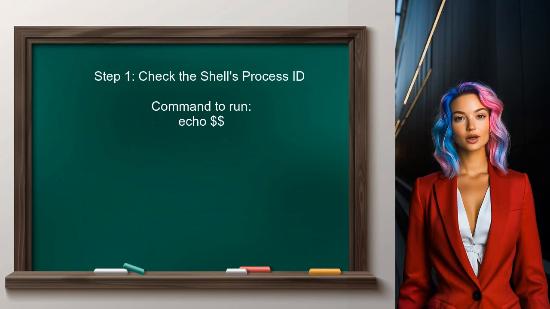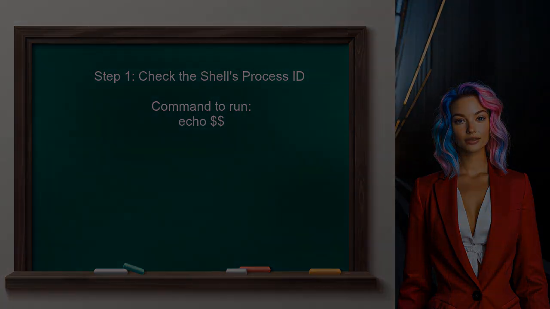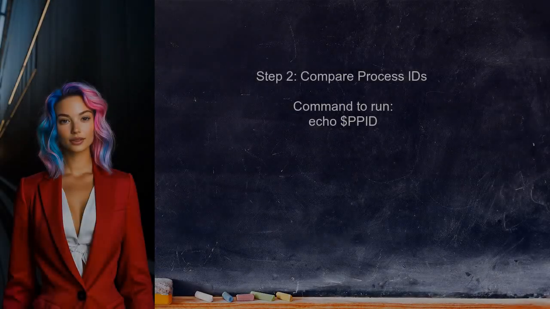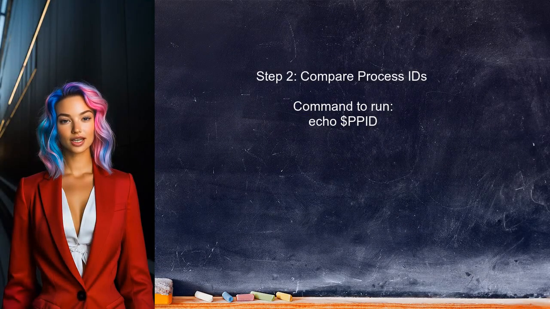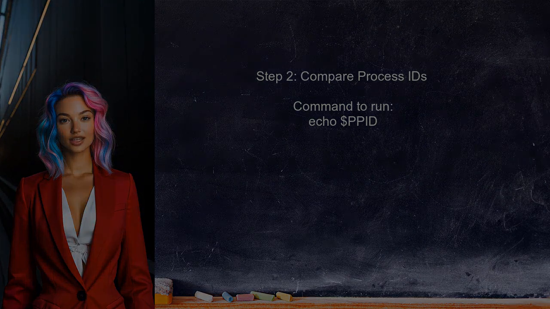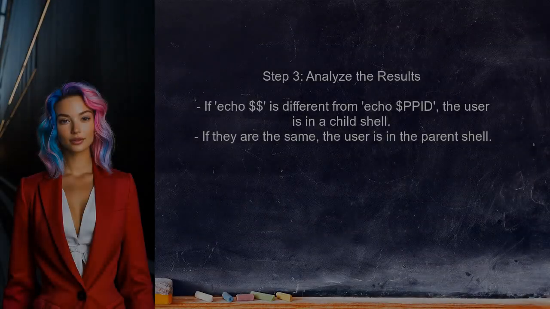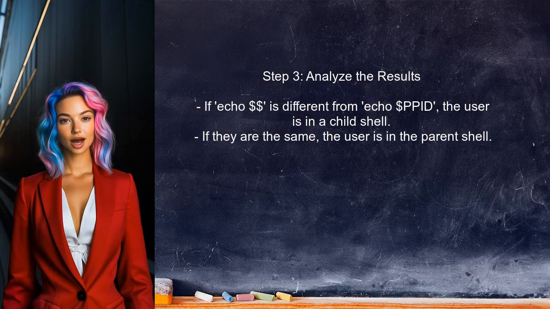To determine if the user is in a child shell, the first step is to check the shell's process ID. The user can do this by typing the command echo $$ in the terminal. Next, the user should compare the process ID with the parent shell's process ID. The parent shell's ID can be found by typing echo $PPID. If the process ID from the first command is different from the parent shell's ID, then the user is in a child shell. If they are the same, they are in the parent shell.